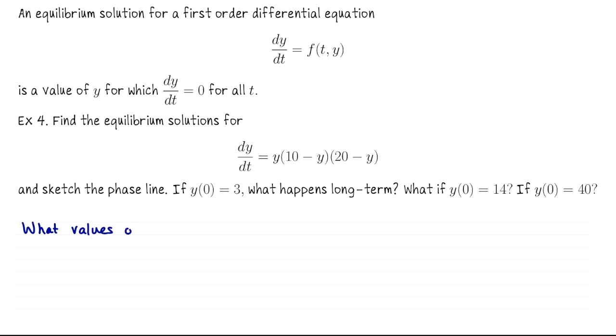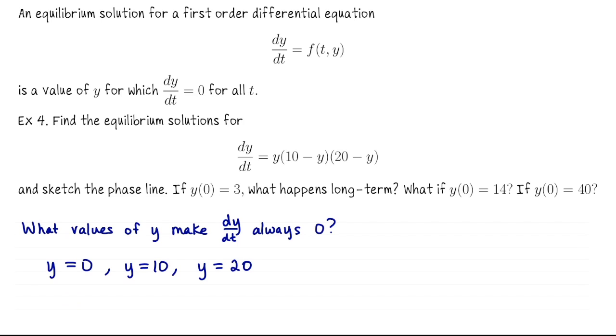Okay, so what values of y make dy dt always 0? Because our dy dt is written as the product of three terms, we can see that there are three such values: y equals 0, y equals 10, and y equals 20. Those are the roots of the right-hand side. So if this were a population model and we had 10 members of the species, then dy dt would be 0, and it would stay at 0.